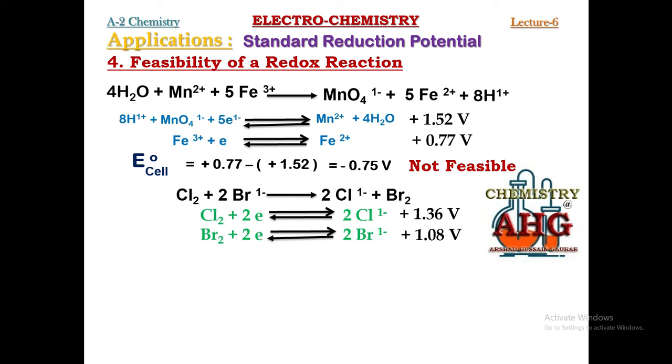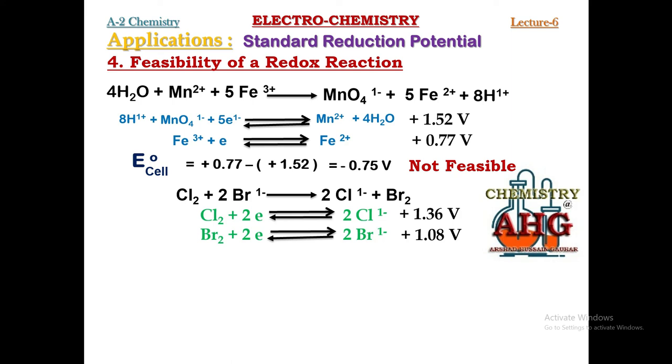Okay students, if you have calculated and decided whether this reaction is feasible or not, how to do that? Just look at the standard reduction potential of both the half cells, and the one having the mathematically greater value of standard reduction potential must undergo reduction. What does this mean? The chlorine half cell must become cathode, undergo reduction, and the bromine half cell must become anode, undergo oxidation. Look at the chemical equation that was given.